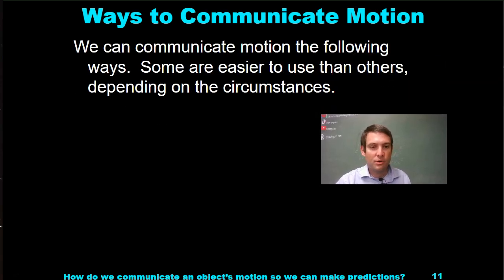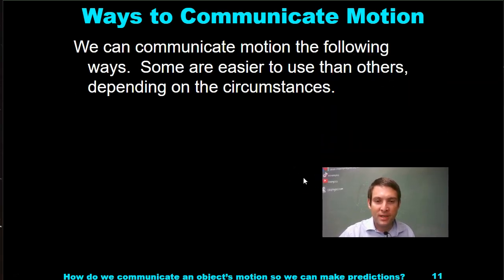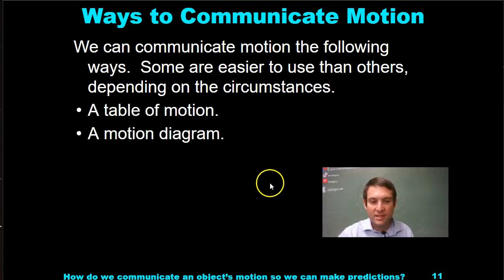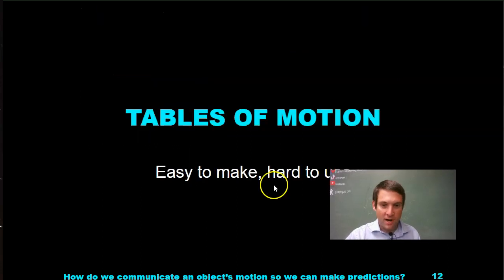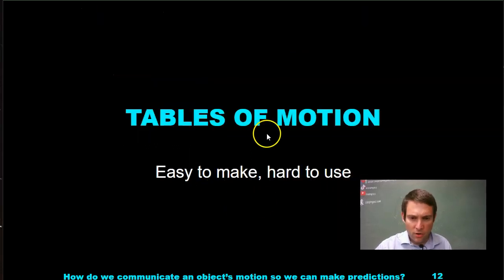Ways to communicate motion. We can communicate motion the following ways. Some are easier to use than others depending on the circumstances. We have a table, a motion diagram, a motion equation, a motion graph. Starting with tables of motion.